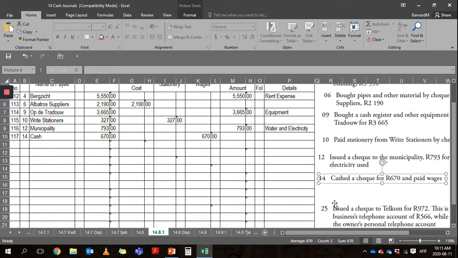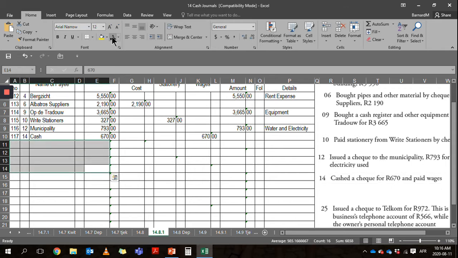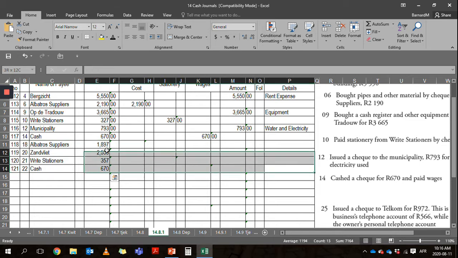The next one is on the 18th, which is also material. I'm not going to do that one. And the 20th is equipment. We've done one of those as well. And the next one is stationery. So I'm just going to do all of that so that you can see where they come from.